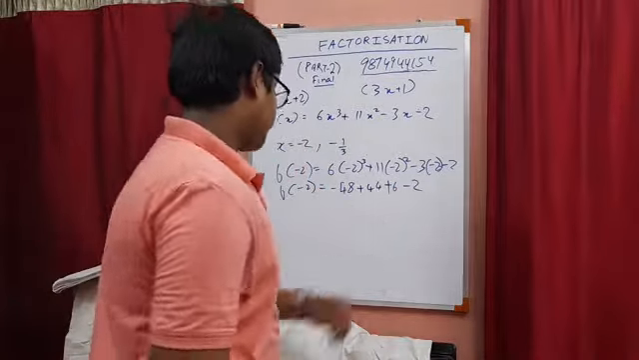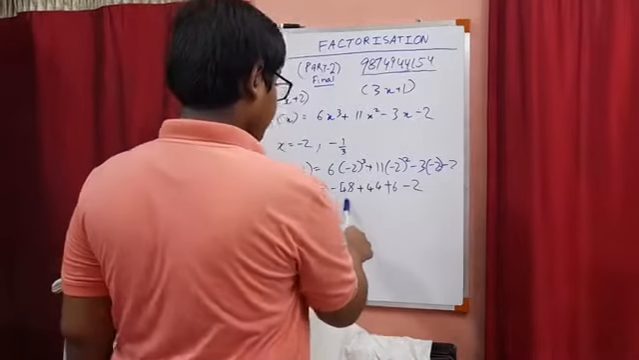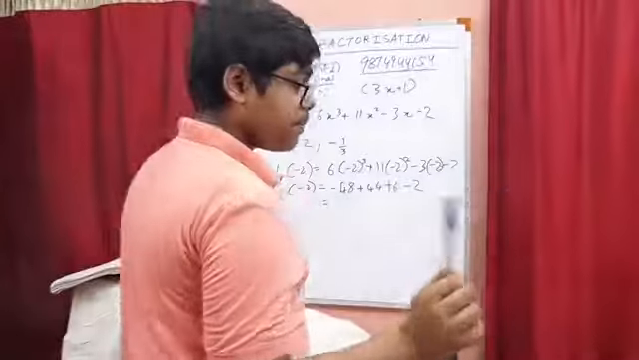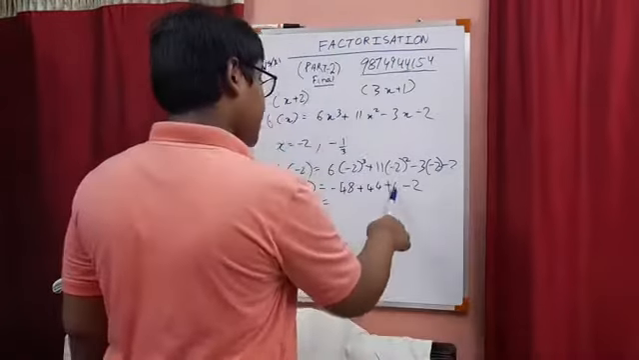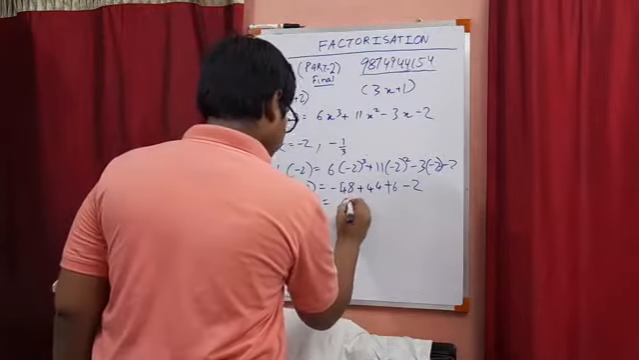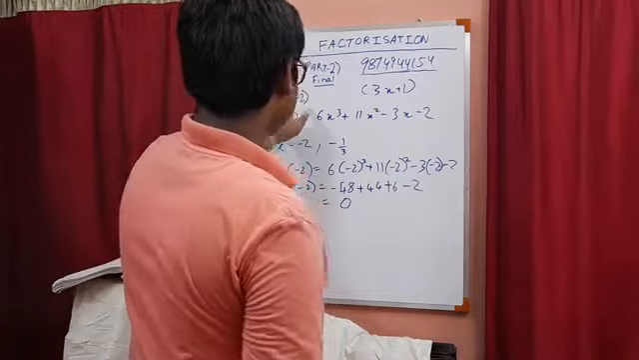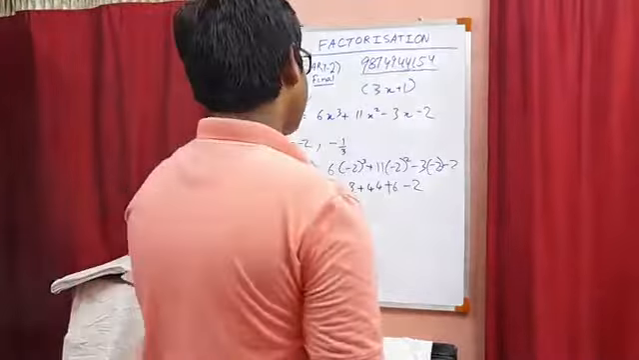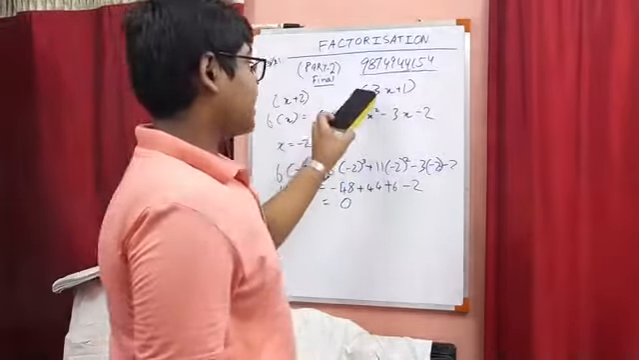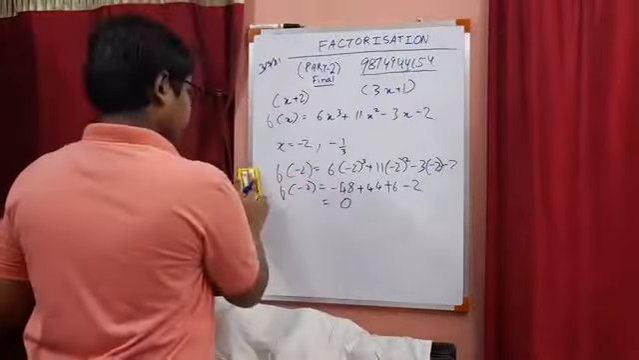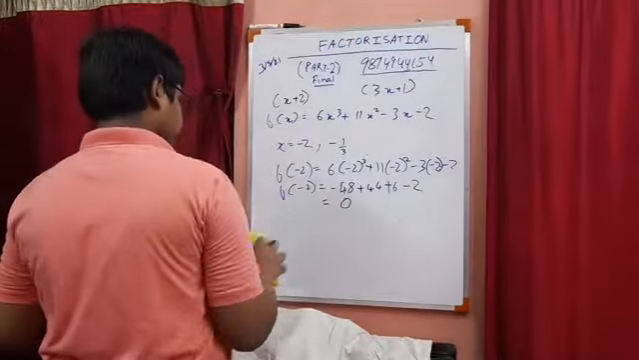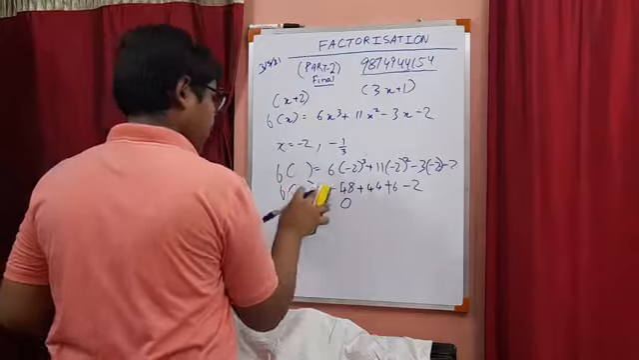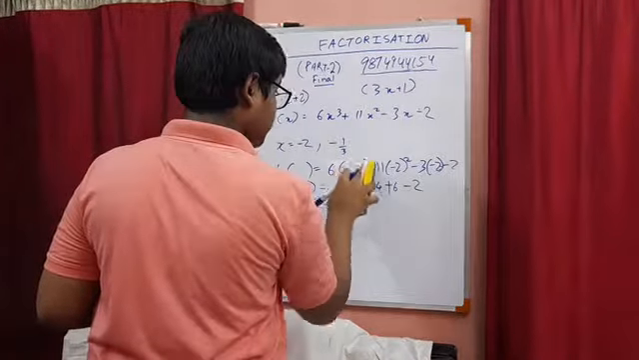Now we will further simplify. Minus 48 and 44 is minus 4, minus 4 and 6 is plus 2, and plus 2 minus 2 will be at last 0. Therefore it proves that x plus 2 is a factor of the polynomial. Now we will need to do the same for 3x plus 1. Now it will be, I'm doing it here only.